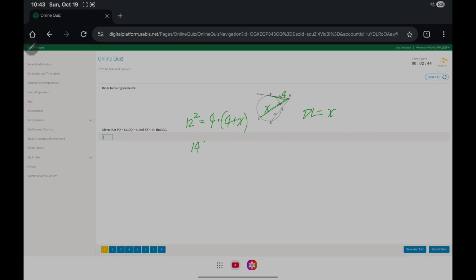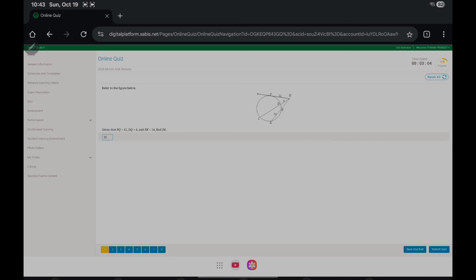Now if you solve it, you get 144 divided by 4 equals 4 plus x. That gives us 36 equals 4 plus x, and x is equal to 32. So the length of DL is 32.